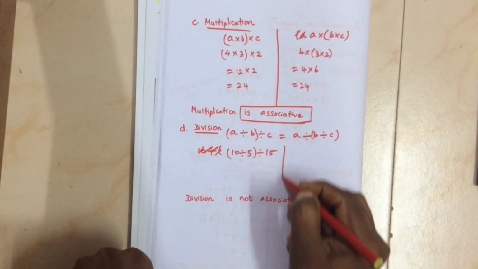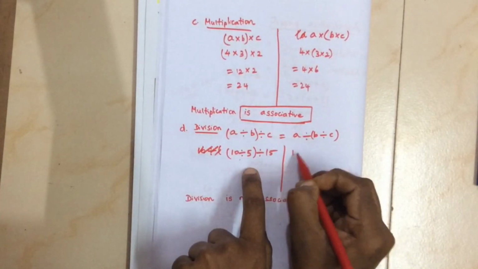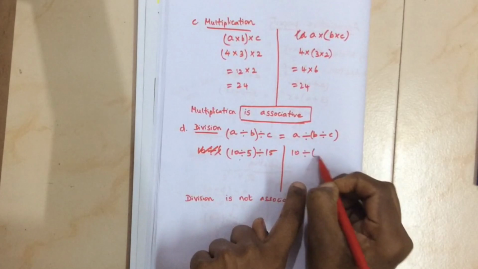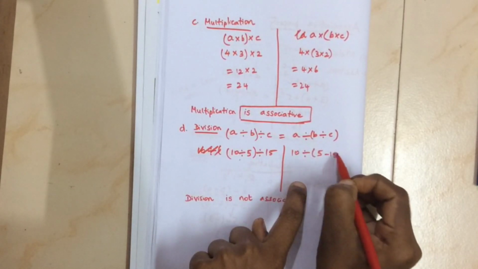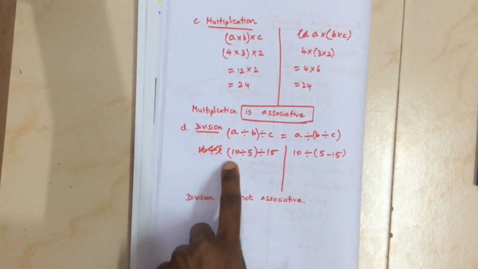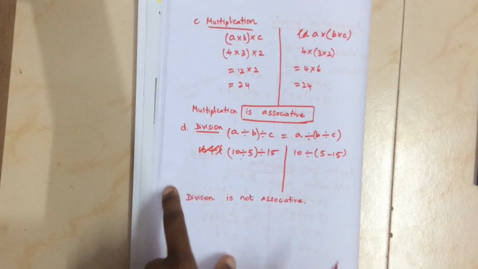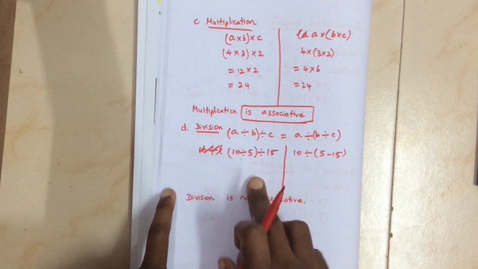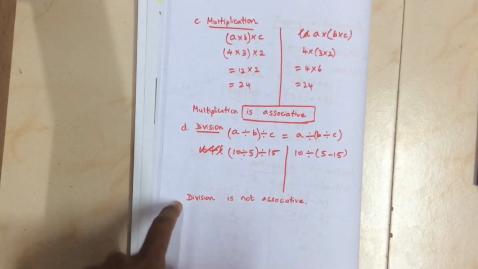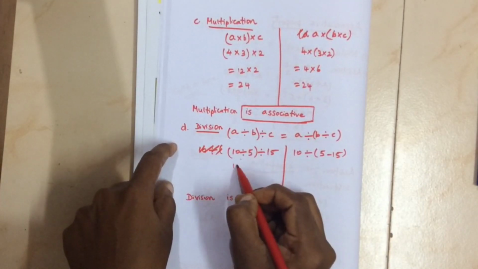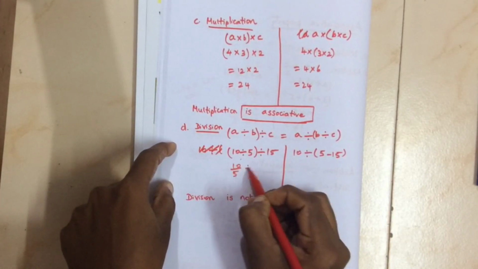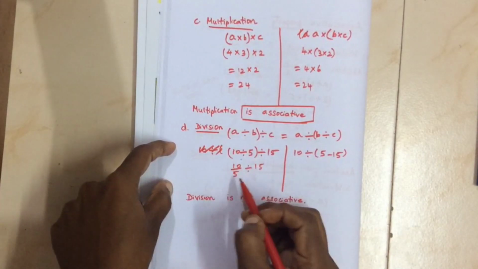And let me check whether this is equal to 10 divided by (5 minus 15). Just the three numbers are 10, 5 and 15. In the first case I am keeping the bracket here, and in the second case I am keeping the bracket here. So what is 10 divided by 5, divided by 15?